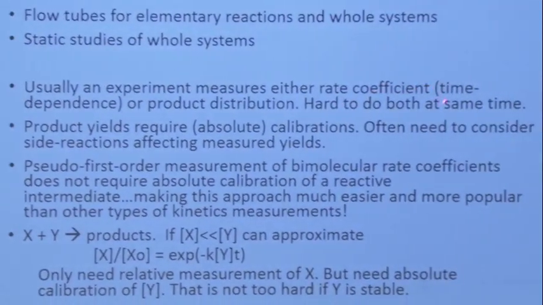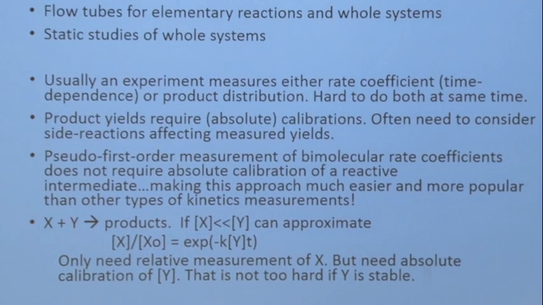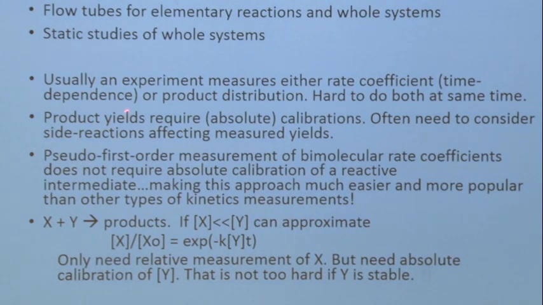All right, so usually you can either measure the time dependence or the product distribution, and most apparatuses can't do both. The product yields, if you do measure the products, you often need absolute calibrations. And calibration is the bane of an experimentalist. So say you do one of the shake and bake experiments, you cook your stuff for a while, you see what you made. Say you put some fuel in there and you cook it and you see how it broke up. Now I have a whole lot of other stuff in there.